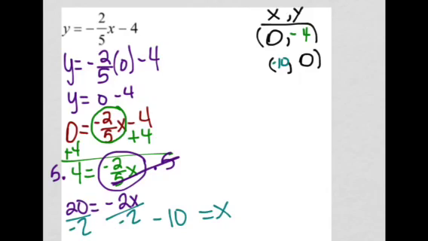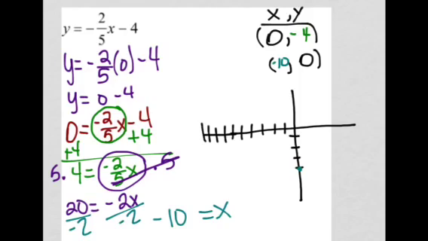So my x-intercept is negative 10. So this tells me that when x is 0, my y will be negative 4. When y is 0, my x will be negative 10. So if I wanted to graph my line to get a look at it, I could draw my line, go down to negative 4, that's going to be one of my dots, go over to negative 10, that's my second dot, and I can connect them.